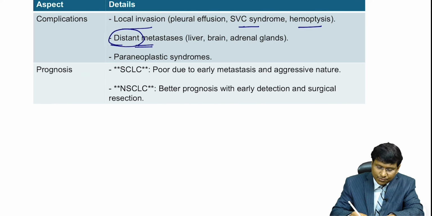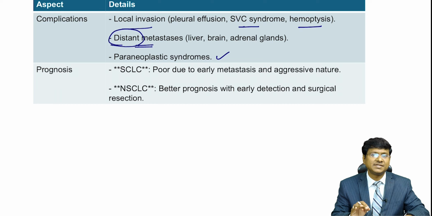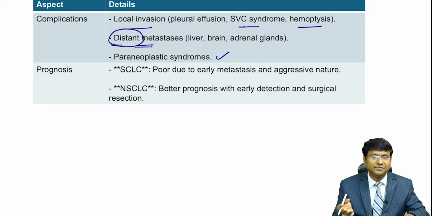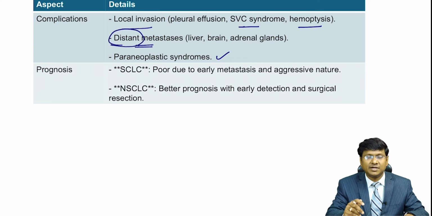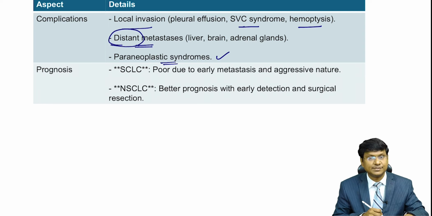Then coming to the paraneoplastic syndromes. As I have said, small cell lung cancer is associated with ACTH secretion, SIADH and Lambert-Eaton myasthenic syndrome. Then another important paraneoplastic syndrome is seen with squamous cell carcinoma, which releases parathormone-related protein that acts like parathormone and causes hypercalcemia. So these are the paraneoplastic syndromes.